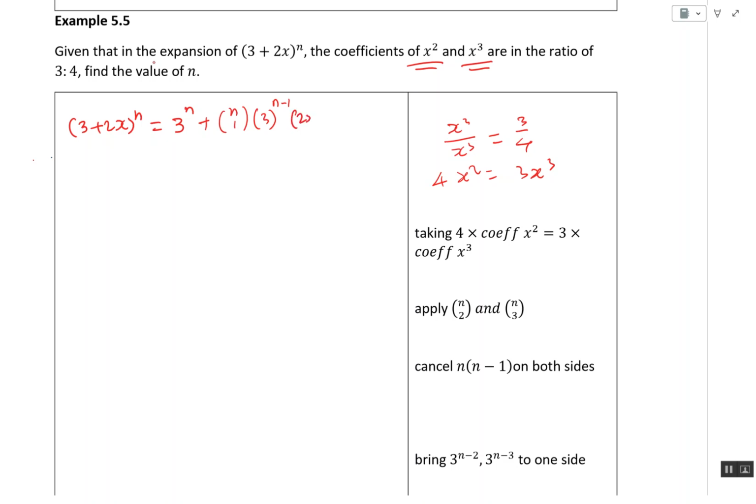Then my 2x is power 1. This is my power 1 term. I need to get up to the cubic term, which means I expand up to the 4th term minimally. So plus n choose 2, 3 to the power of n minus 2, 2x squared, plus another one, which is your cubic term.